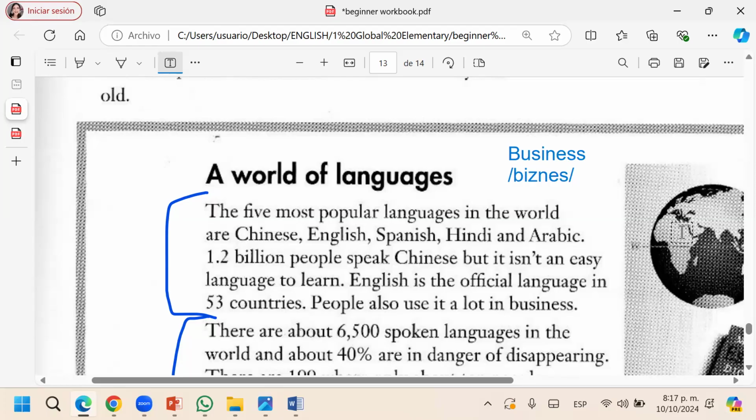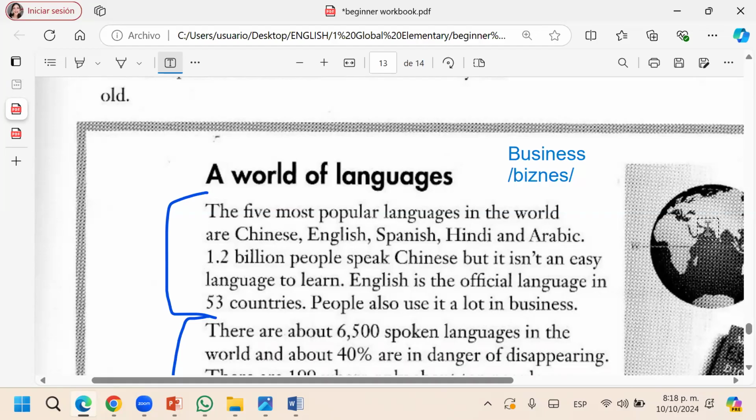How many people speak Chinese? How many people speak the language, the Mandarin Chinese? How many? 1.2. 1.2 billion. 1.2 billion people speak Chinese. Yes, exactly. Is Chinese difficult?